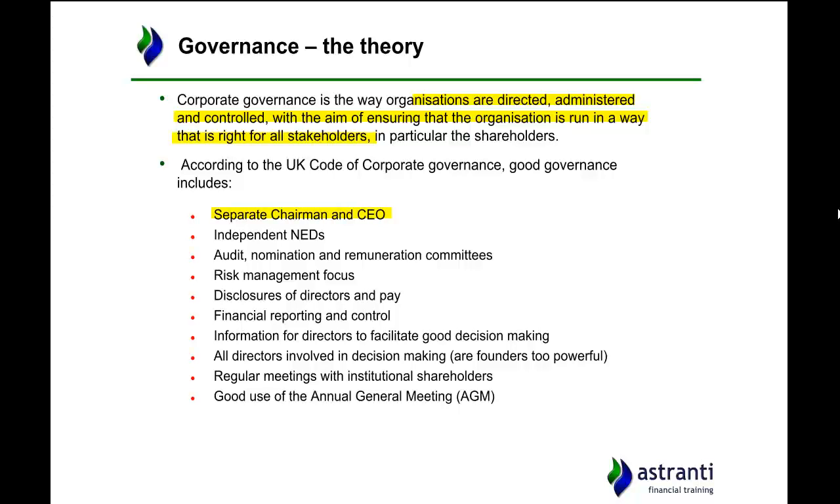So if you had a situation where the same person was the chairman and the CEO, they might be setting themselves targets they know they'll be able to achieve. So they're not pushing the company, trying to get the most out of the company, trying to achieve its potential. The chairman is just setting themselves easy targets that they know they'll be able to achieve so they can get their bonuses.